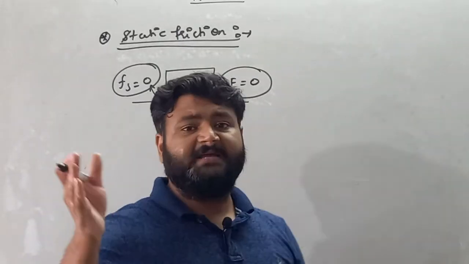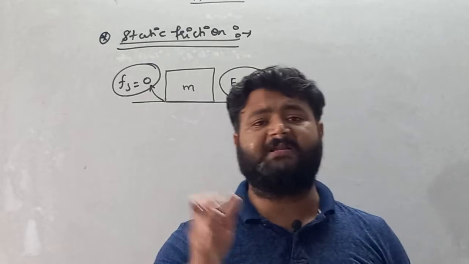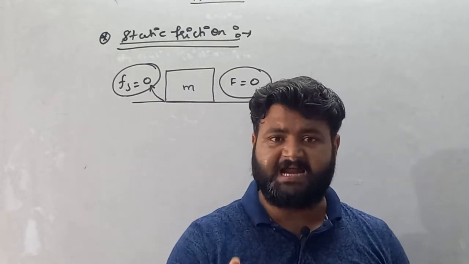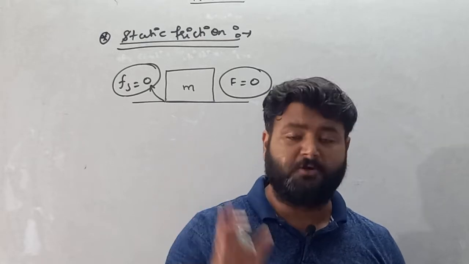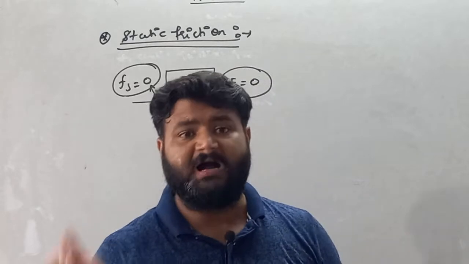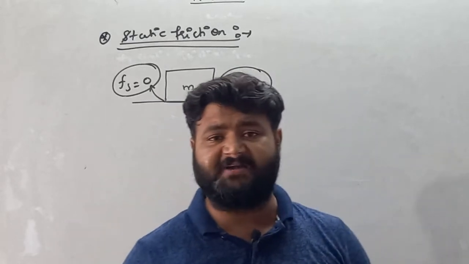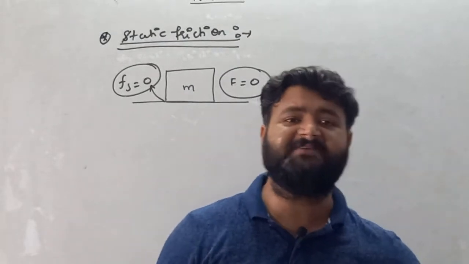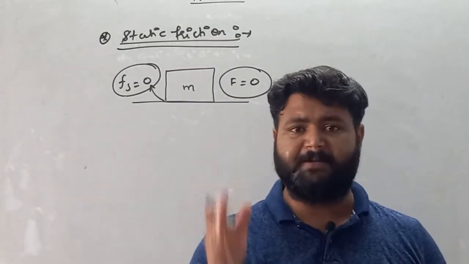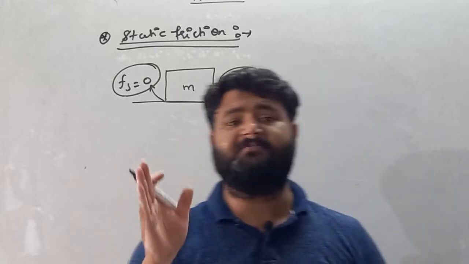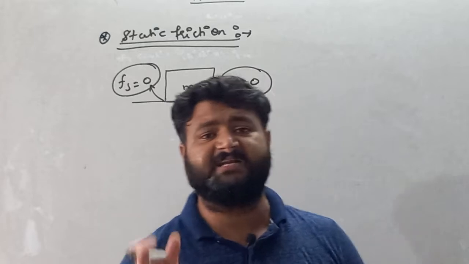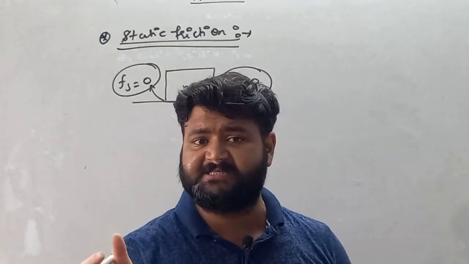Next point is, if we achieve the maximum value of static friction, that friction is called limiting friction. In that case, the body is not moving, but yes, the body is now ready to move. After changing the value of applied force, when you achieve limiting friction, after that the body starts performing motion. So remember this, my dear student, the maximum value of static friction is equal to limiting friction.